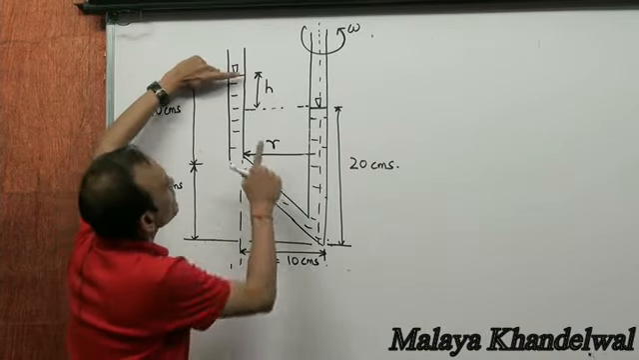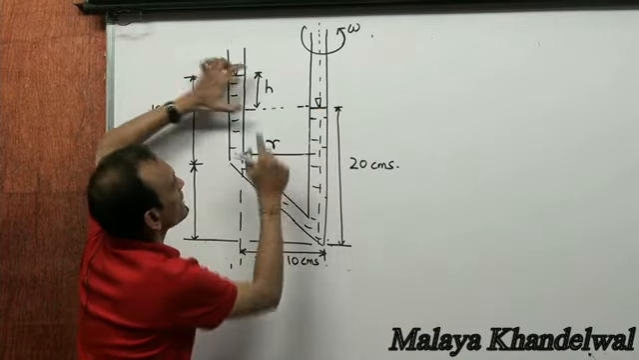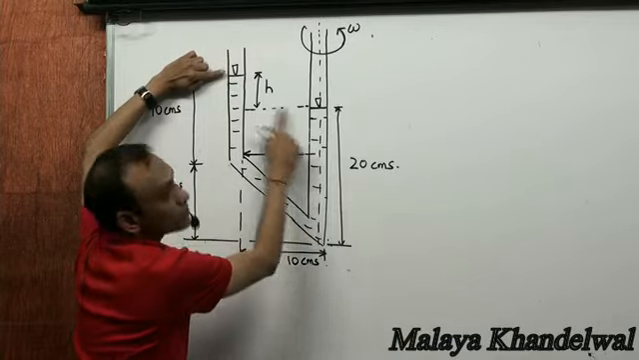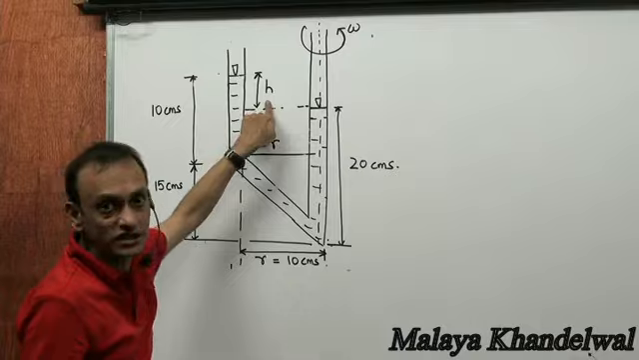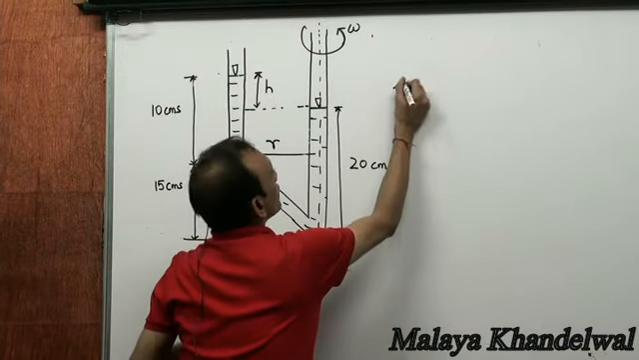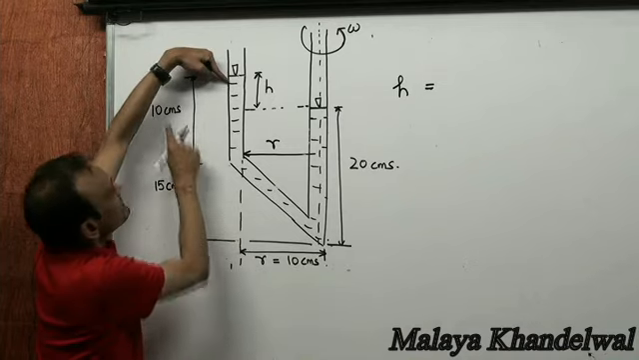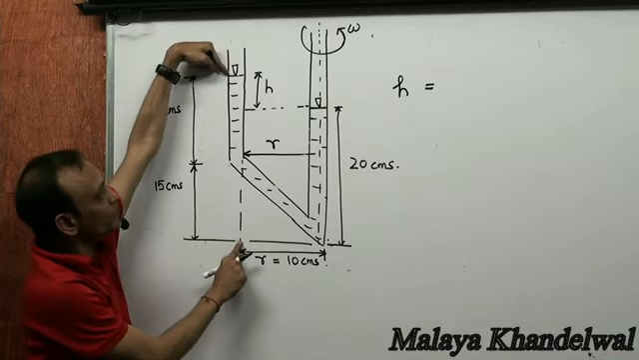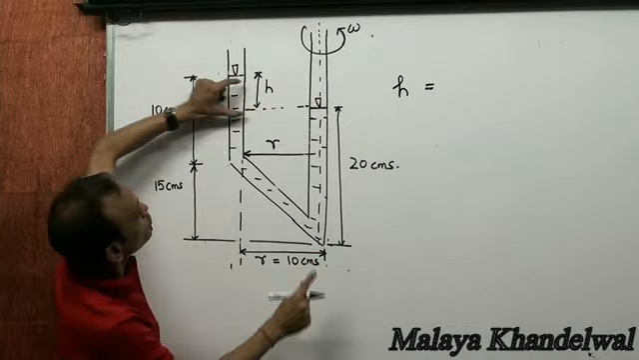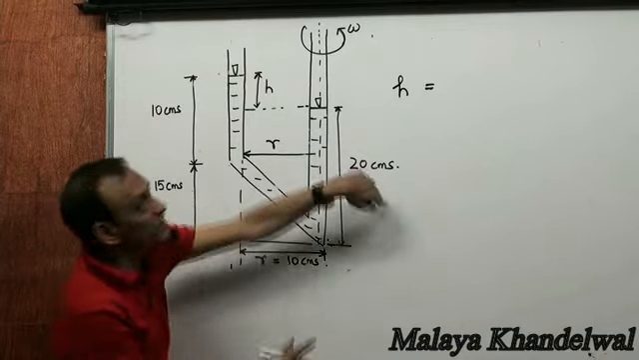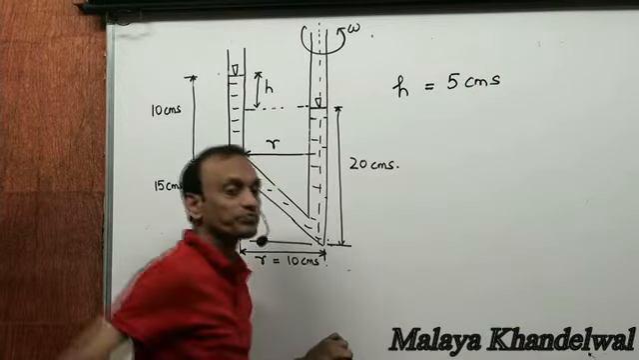Now realize that the difference between this free surface and this free surface is h units, right? The difference between these two free surfaces, one end and the other end is h units. How much is h? Okay, now this you can see is 15 plus 10, 25 centimeters. This is 25 centimeters and this is 20 centimeters from the base. So this h is very clearly 25 minus 20, which is 5 centimeters, right?